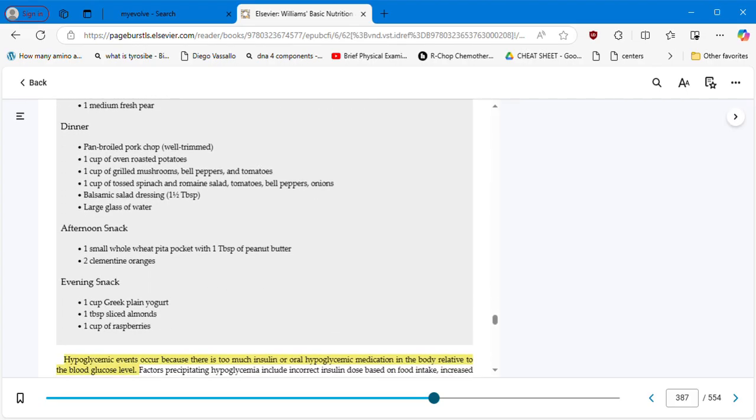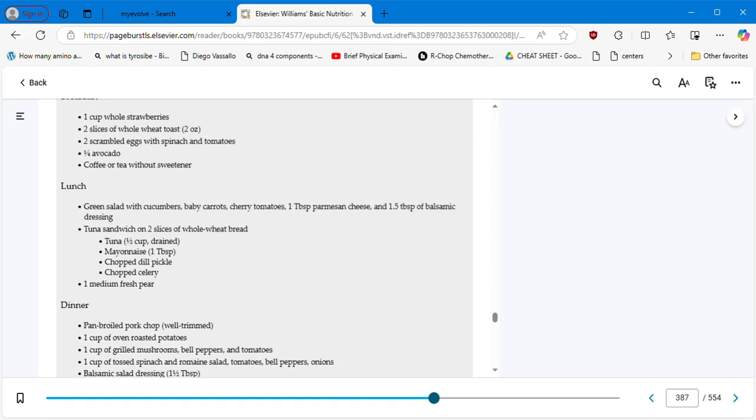And then for dinner, your pan-broiled pork chop, well trimmed, and one cup of oven-roasted potatoes. There you have a starch, but it's roasted. You see, it's not fried. One cup of grilled mushrooms, bell peppers, and tomatoes. Excellent. A cup of tossed spinach, romaine lettuce, tomatoes, pepper. Excellent. Full of vegetables. Balsamic salad dressing, and one large glass of water. The diet also includes a snack and an evening snack.